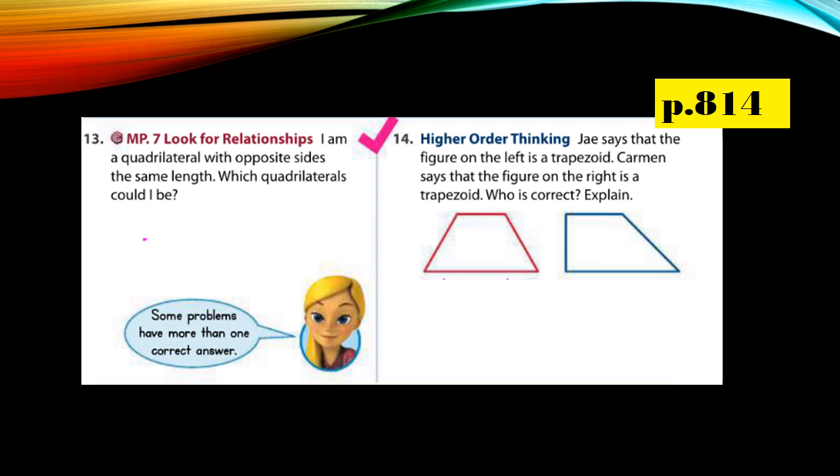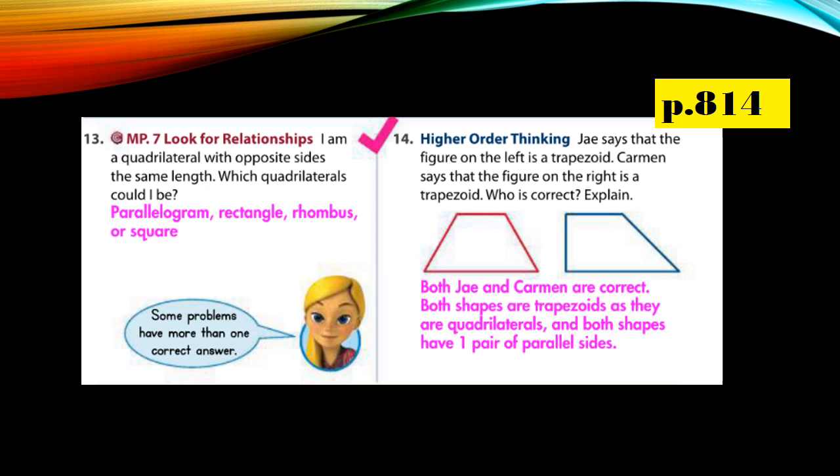I am a quadrilateral with opposite sides the same length. Which quadrilaterals could I be? And for number 14, Jay says that the figure on the left is a trapezoid. Carmen says that the figure on the right is a trapezoid. Who is correct? You have 1 minute to do that. For number 13, the answer is parallelogram, rectangle, rhombus, or square.